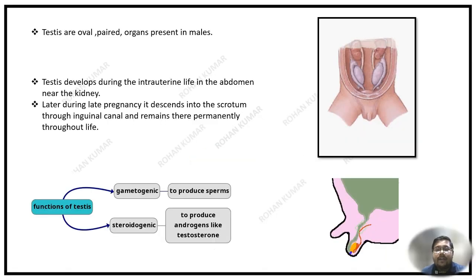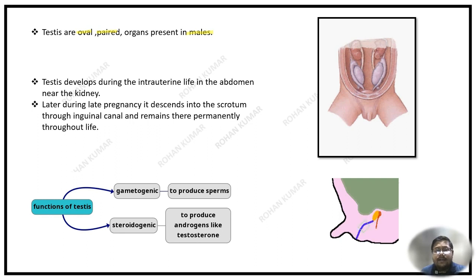The first thing that we are going to study about the testis is its location and gross morphology. In the first line, it is written that testes are oval, paired organs that are present in the male. Oval means they are oval in shape. Paired means that there are two testes and they are present in males. And specifically, we are referring to human testis over here.